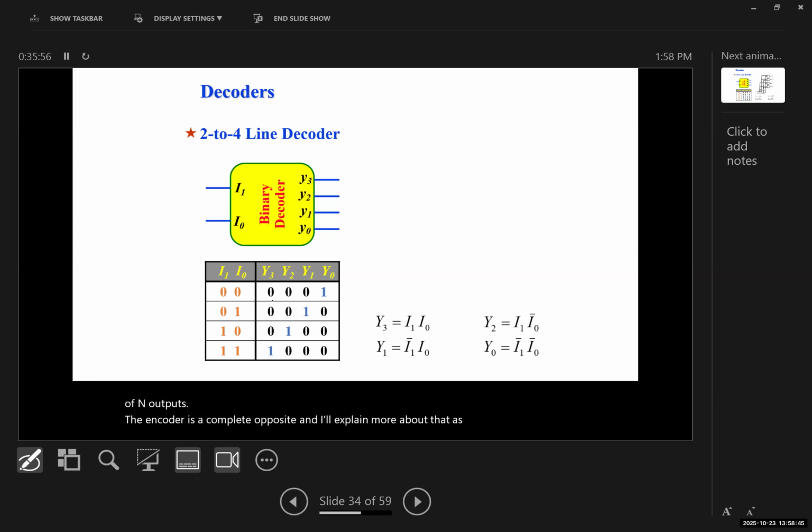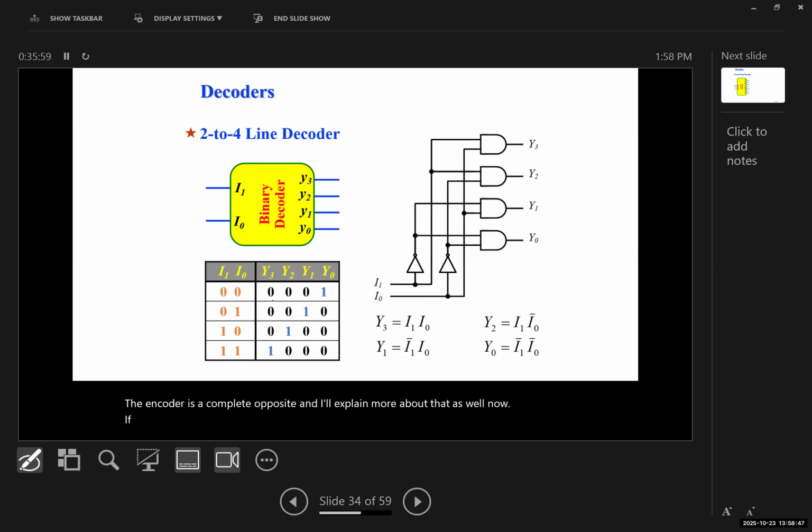Now, if we want to build the decoder, it's actually pretty straightforward and easy. We usually used to do this in the lab. You need 2 NOT gates and 4 AND gates, and they are connected in this way. The AND gates are 2 input AND gates, and you're going to have, again, 2 inputs and 2 to the power of 2, or 4, outputs for this.